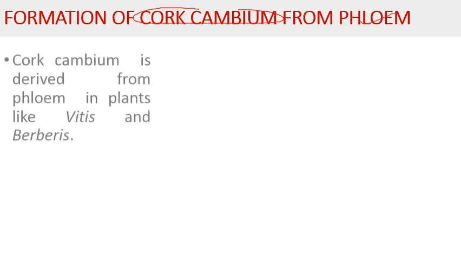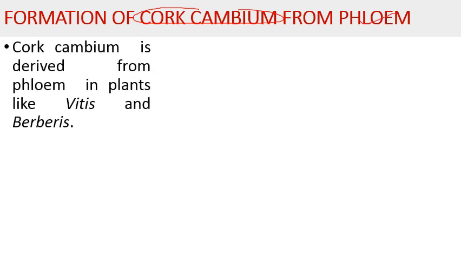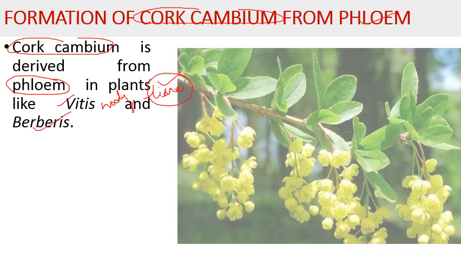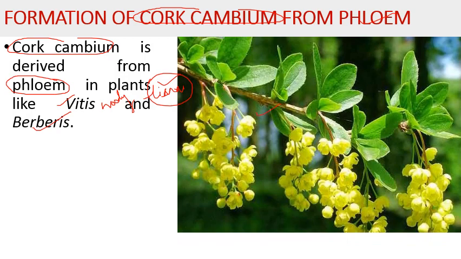Next comes formation of cork cambium from phloem. Phloem will give rise to cork cambium, that is again an anomaly or abnormality. Cork cambium is derived from phloem. इसमें जो cork cambium है वो phloem से बनता है. In plants like we have Vitis जो कि एक woody climber है, और woody climber को commonly कहा जाता है lianas. Term used for these plants are lianas, woody climbers like we have Vitis and Berberis. So this is the photograph of Berberis.